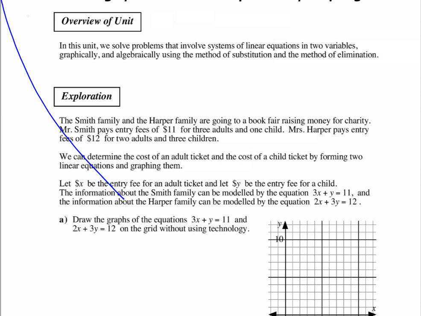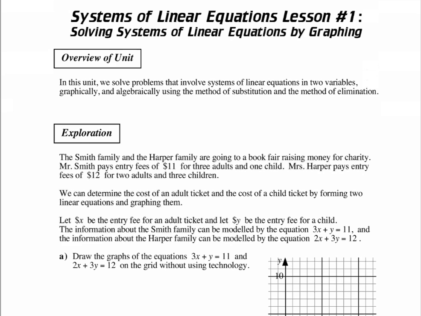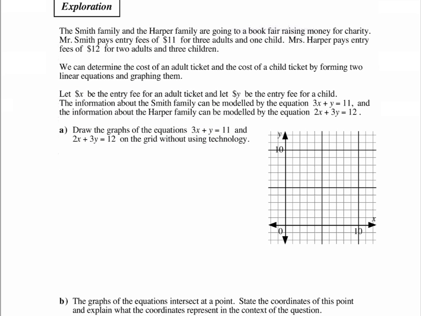Let's erase that. Okay. So how do we actually solve graphically? That's what we want to do. Okay. So this question they told us, again, 3 adults, 1 child was $11.